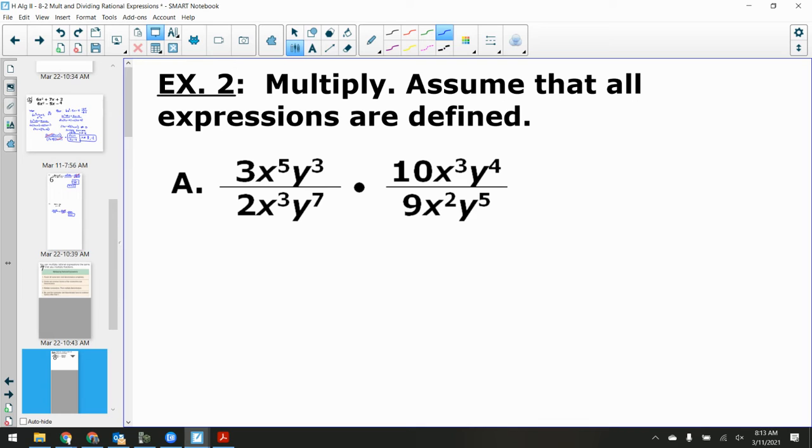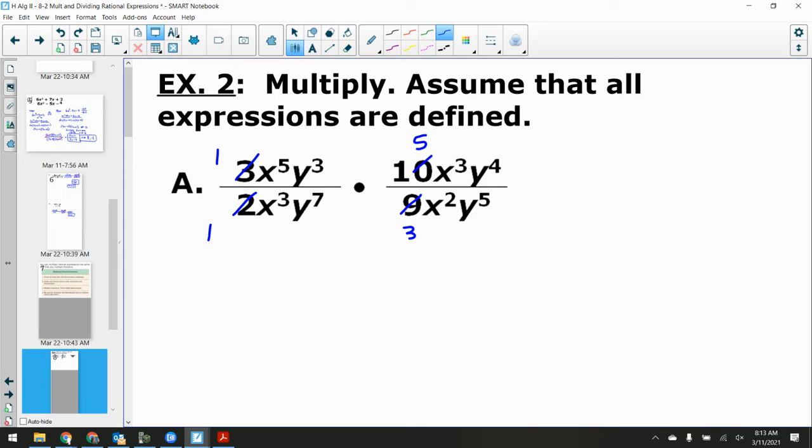So let's take a look here. I've got 4 monomials, top and bottom. I'm going to cross simplify right off the bat. So go with your numbers here. 3 and 9: 1/3, right? 2 and 10: 5/1.